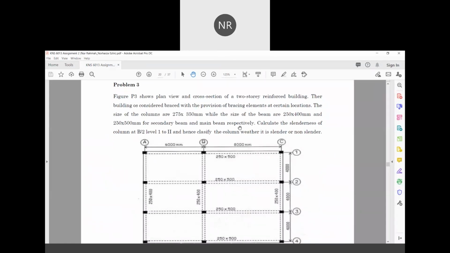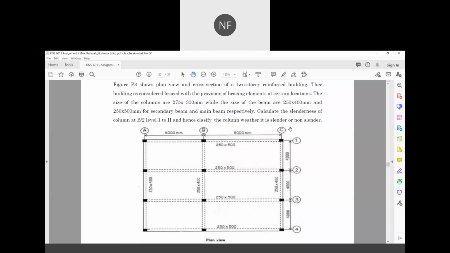So here's problem number 3, where the problem asks us to calculate the slenderness of the column and classify whether the column is slender or non-slender.